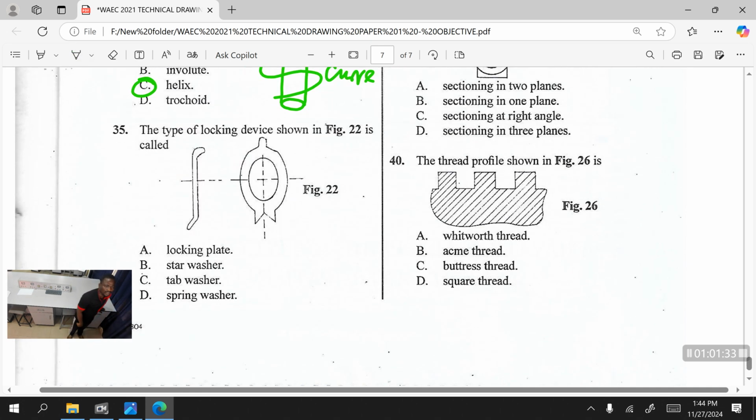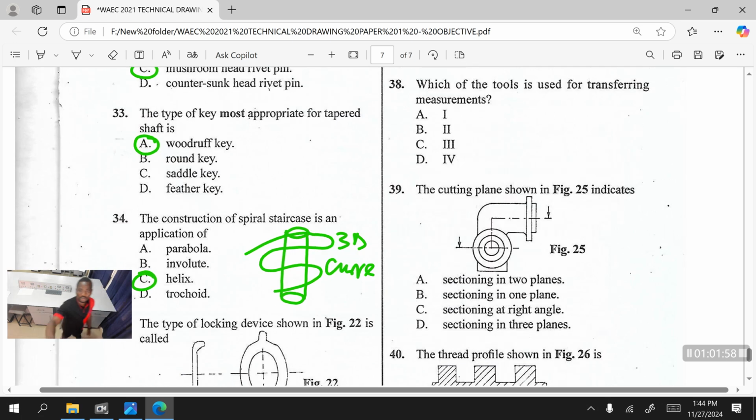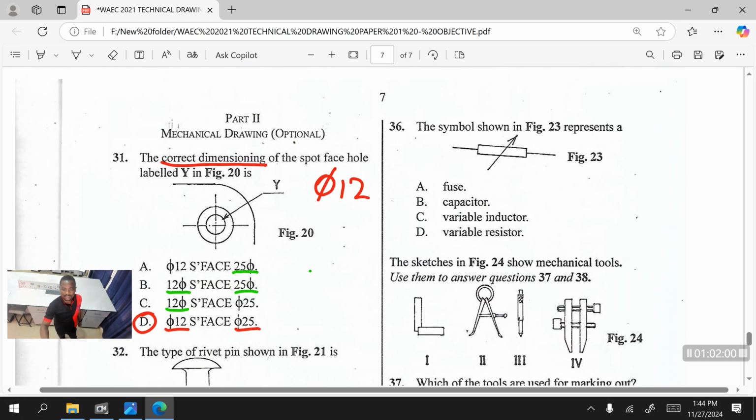35. The type of locking device shown in figure 22 is called what? There are different types of locking devices that we use in mechanical drawing with our fasteners, to keep them in place. So go and look at it. This type exactly is known as the tab washer. It's known as the tab washer. We move on to question number 36.